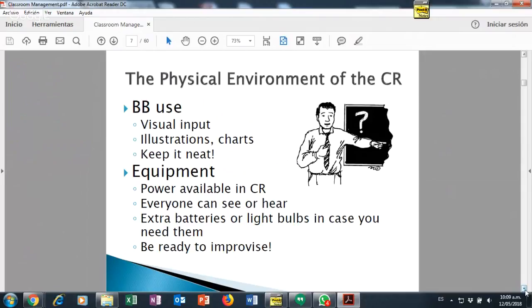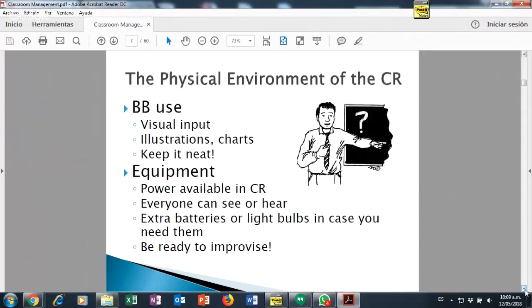Yeah, we'll just mention it so you remember and you apply it with your Blackboard use. Okay, illustrations and charts and keep it neat. Okay, equipment, power available in the classroom. Of course, we need electrical power. Absolutely. Everyone can see or hear the same. Okay, everybody needs to have vision of what you're doing. Extra batteries or light bulbs in case you need them. In this case, well, not necessarily. And as always, be ready to improvise. If the light goes out, you can say, pues todo lo traía en la computadora en clase, lista.